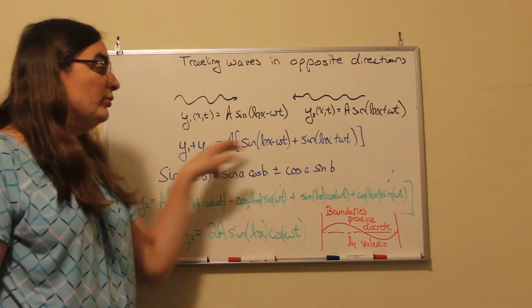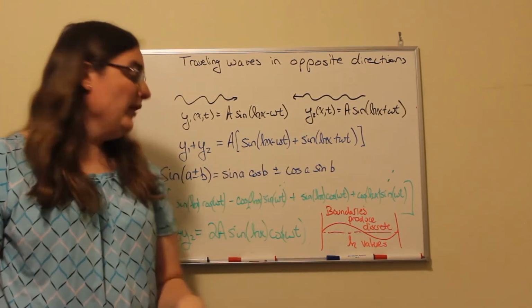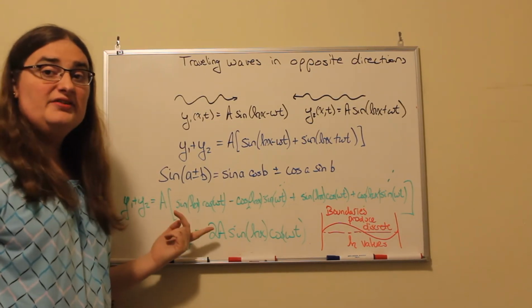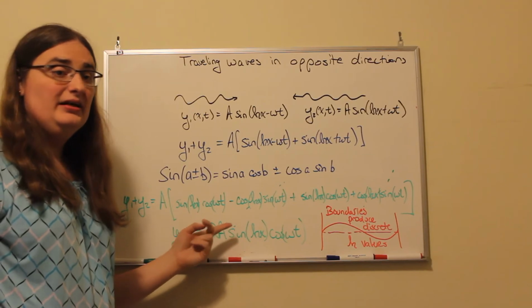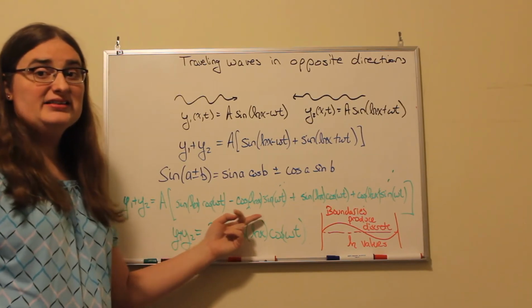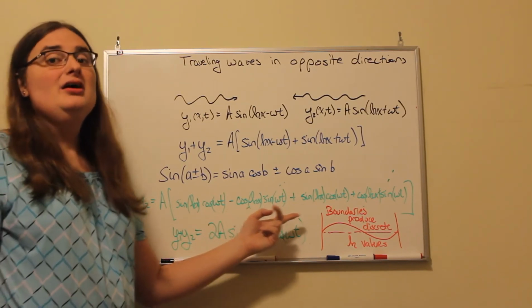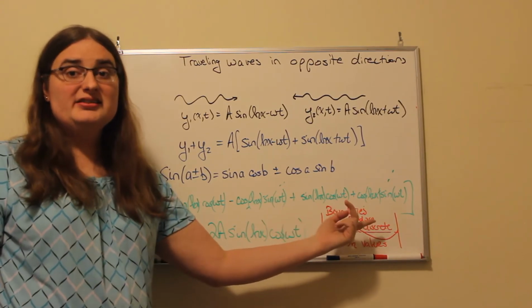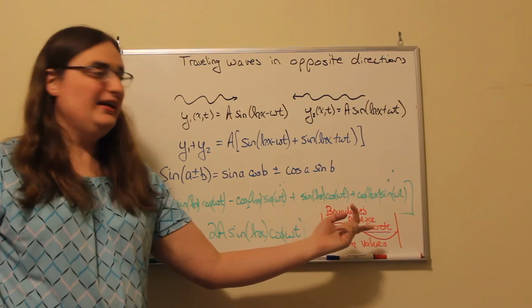So I could rewrite the sum of my waves as my total amplitude A hanging out in front, sine of kx cosine of omega t minus the cosine of kx times the sine of omega t plus the sine of kx cosine of omega t plus the cosine of kx sine of omega t.